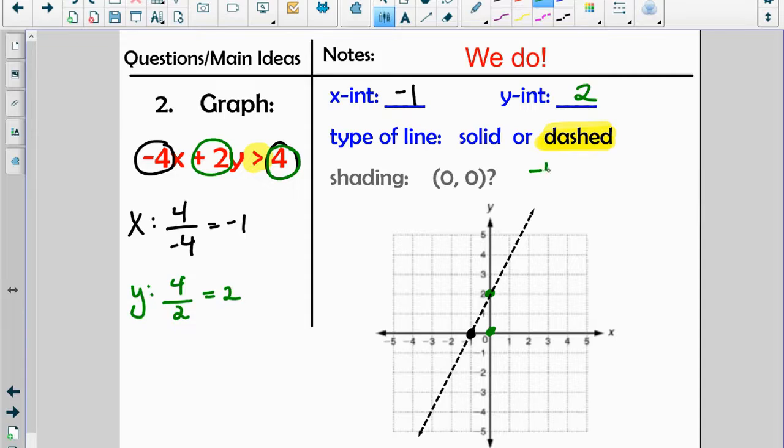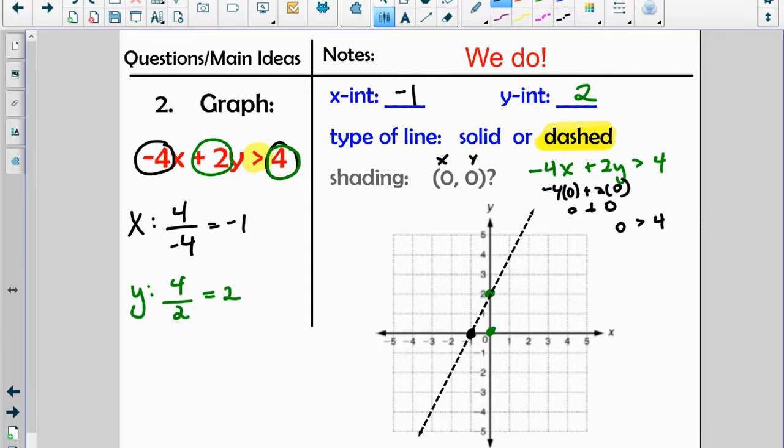We're going to take our inequality, negative 4x plus 2y is greater than 4. We are going to substitute 0 in for x and 0 in for y. And if you remember what happened last time, it's basically going to turn this whole thing into just a 0. Anything times 0 is 0, and 0 plus 0 is 0. We end up with the statement 0 is greater than 4. I want you to think about, is that true or is that false?